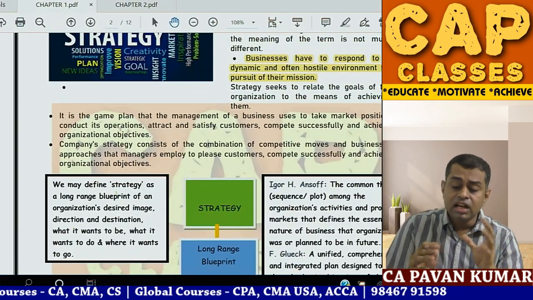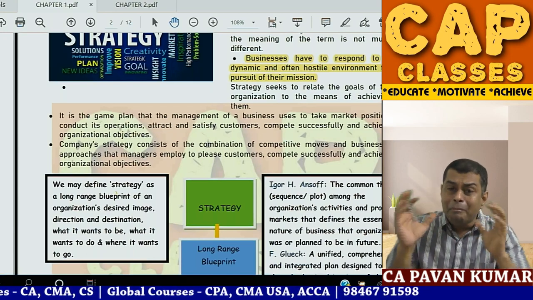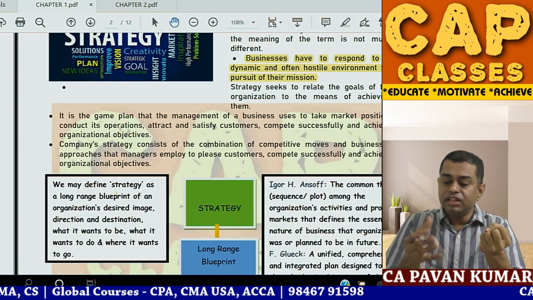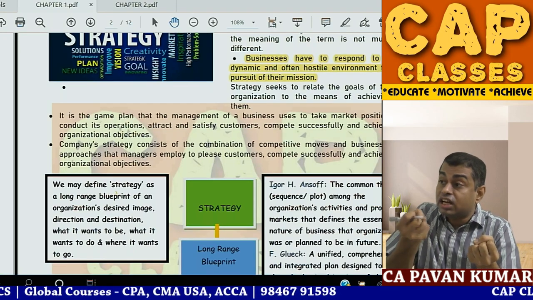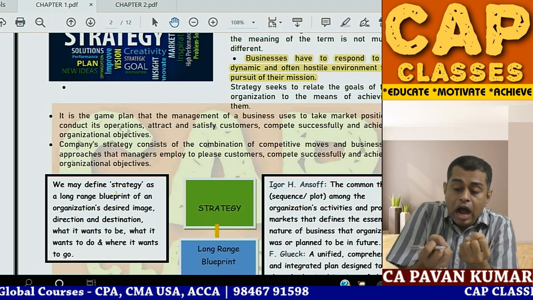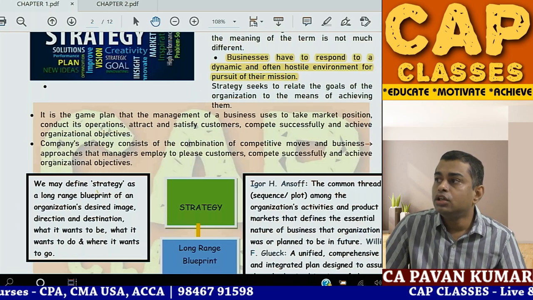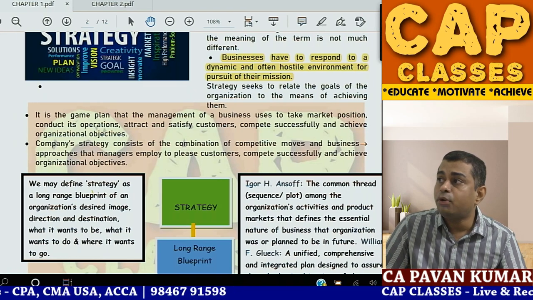It says, look at this. Strategy seeks to relate my goals with the means of achieving them. What are the resources I have? What is the goal? How is there going to be a match? That's all. So look at the next point.